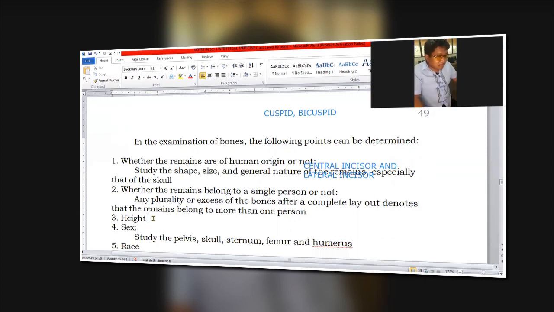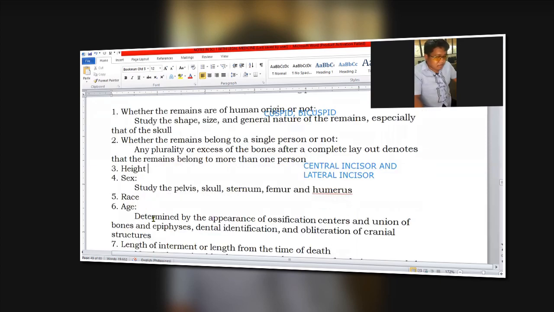Sex can also be determined with the use of the skeleton. So, how do we determine sex? What bone is examined to establish the sex of these remains? The pelvis, skull, sternum, femur, and humerus can be used to establish the sex.